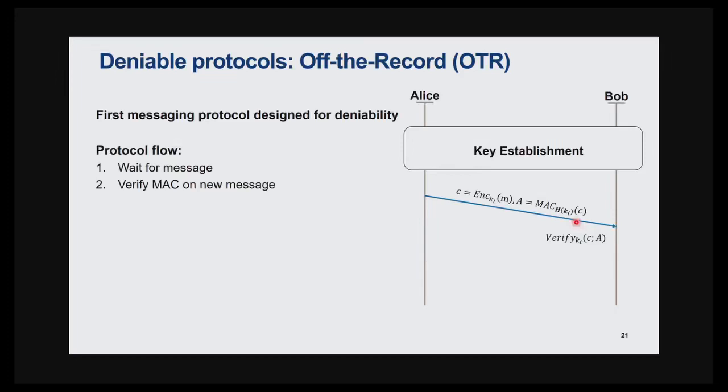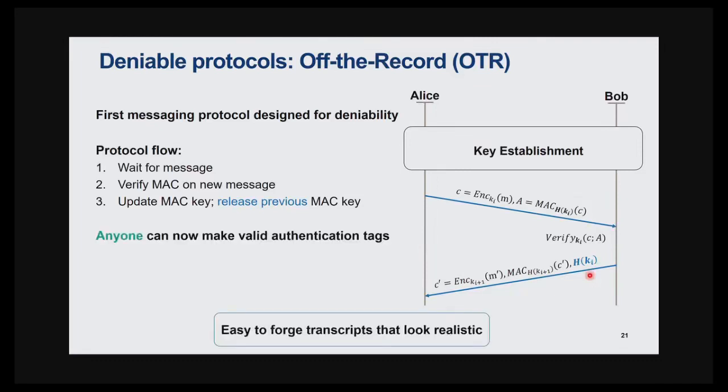But now, once you've verified the authentication tag on a message, you release this MAC key. So you release this previous key that was used for verification. The result is that once this key has been released, anyone who's looking at these messages going over the wire can now forge authentication tags that look like they came from the sender. So this makes this particular protocol more deniable than if you use something like, say, TLS. And the result is it's easy to make transcripts that look realistic.